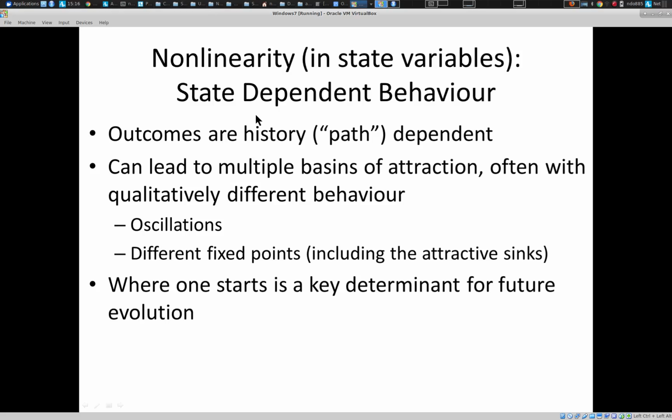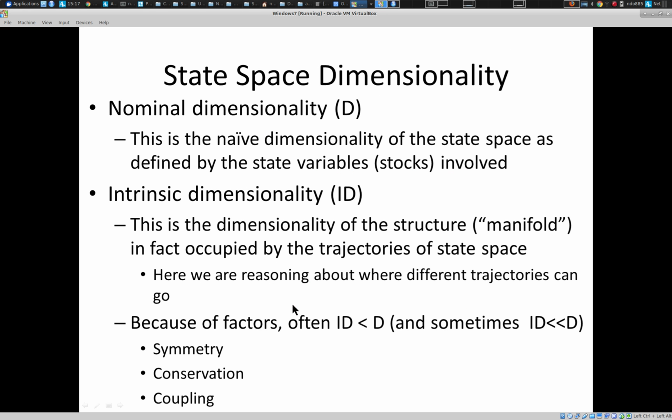Recall that in a nonlinear model, we have state-dependent behavior. So the outcomes are path-dependent, and you can lead to multiple basins of attraction based on your past history. You're going to be going to this one or this other one. And where one starts is a key determinant for your future evolution, okay?